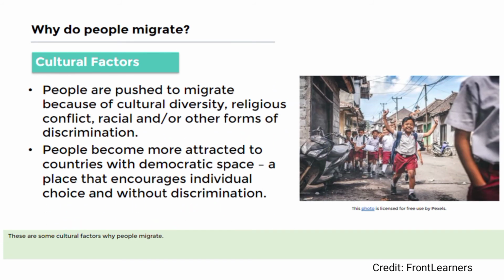Up next, we have cultural factors. People are pushed to migrate because of cultural diversity, religious conflict, racial and/or other forms of discrimination. People become more attracted to countries with democratic space, a place that encourages individual choice and without discrimination.